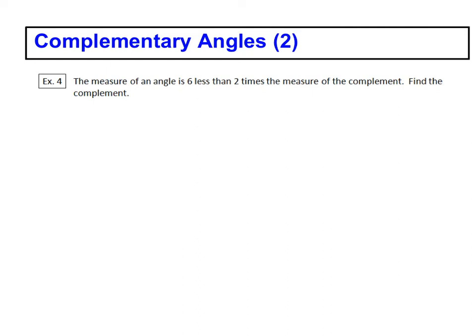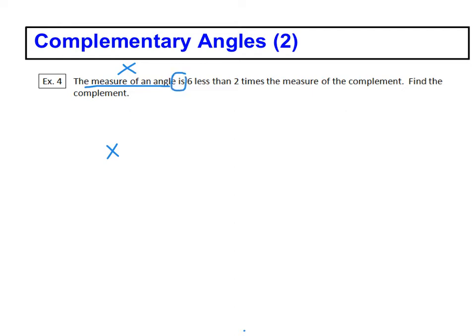Alright, so here's another example. In this one we get to set up and solve. Pretty exciting. So, it says the measure of an angle. So that's one of those, write it the way you see it. And it doesn't say the measure of the supplement or measure of the complement, so we don't have to do 180 minus x or 90 minus x. The measure of the angle is just x. So we get to say x.